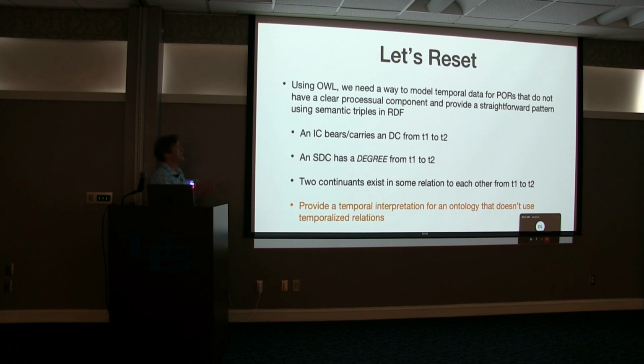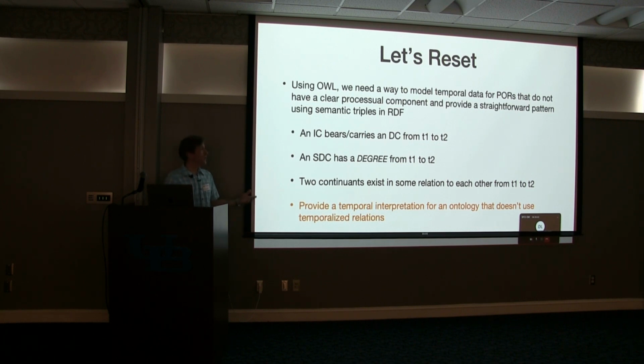All right, so let's just reset a little bit. Using OWL, we want a way to model temporal data for portions of reality that do not have a clear processual component associated with them. And we want to have a straightforward pattern using symmetric triples and RDF to do so. Independent continuants that bear or carry some dependent continuant during an interval, having a duration associated with it. An SDC that has a degree, a particular temperature, particular shape, particular color.